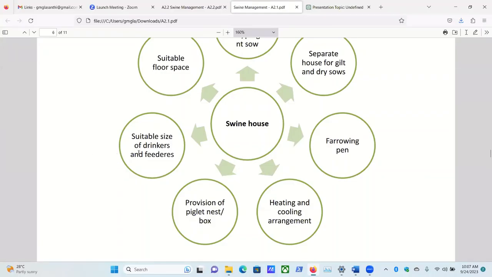So normally in swine houses, feeders are fixed and made of cement.